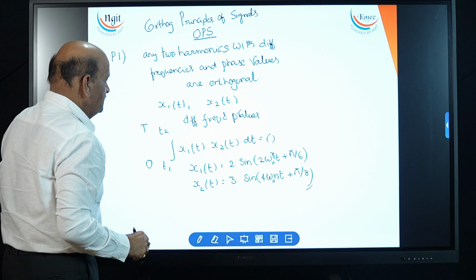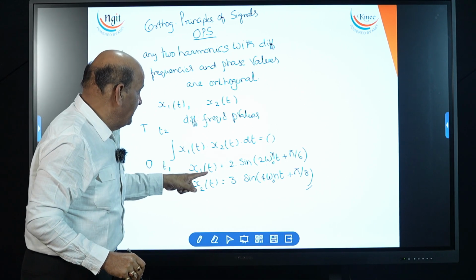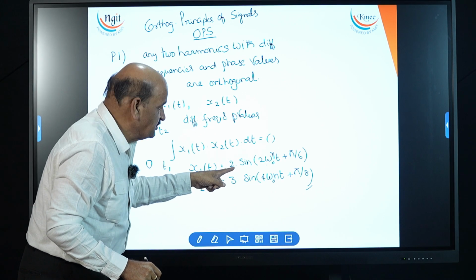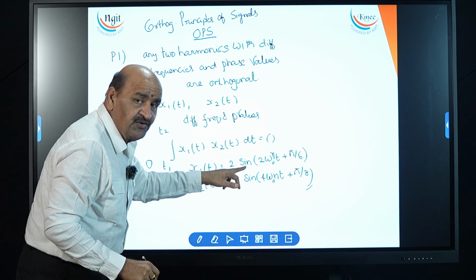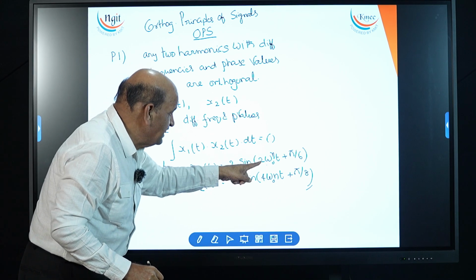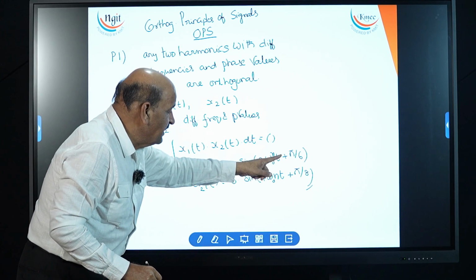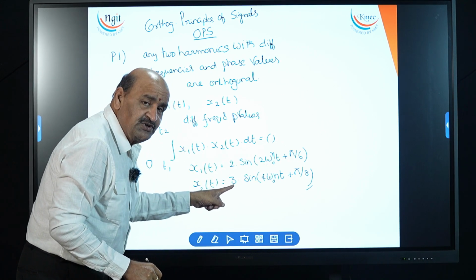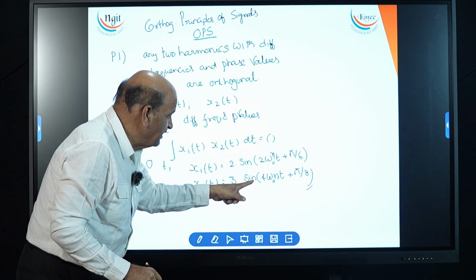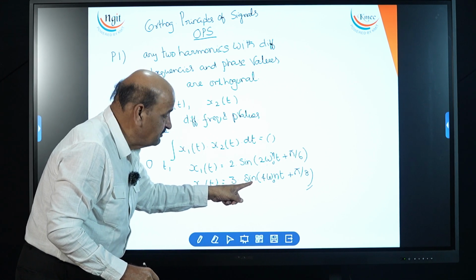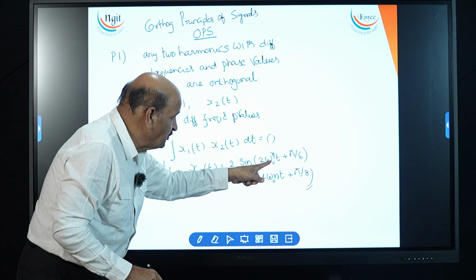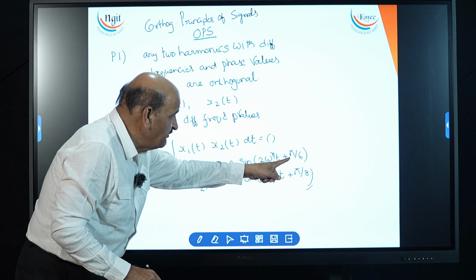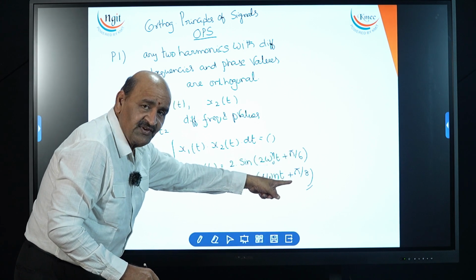Now just look at. One signal is given. Amplitude is 2. The given signal is a sinusoidal signal. The frequency is 2 omega naught. Phase value pi by 6. Another signal is given. Amplitude is 3. This is also a sinusoidal signal. But the frequency here is 4 omega naught, not 2 omega naught.